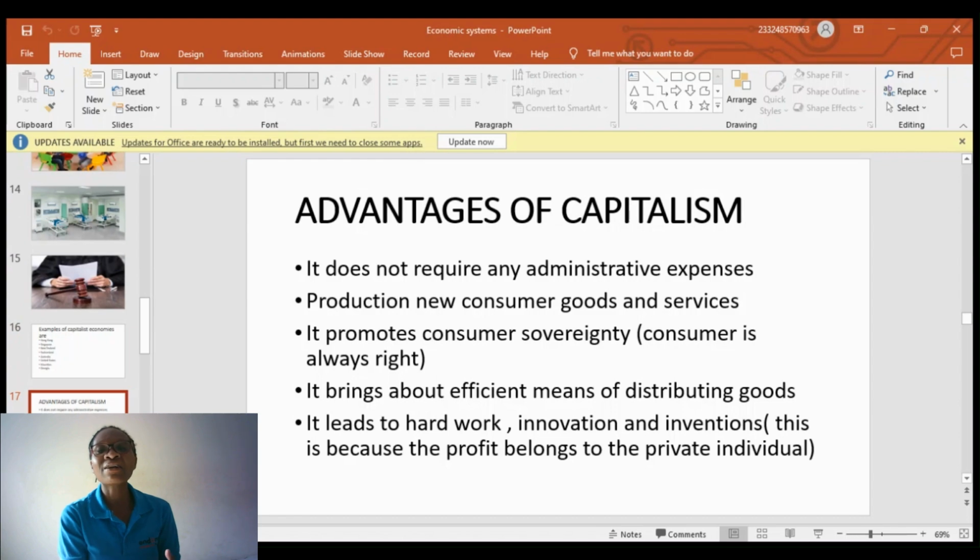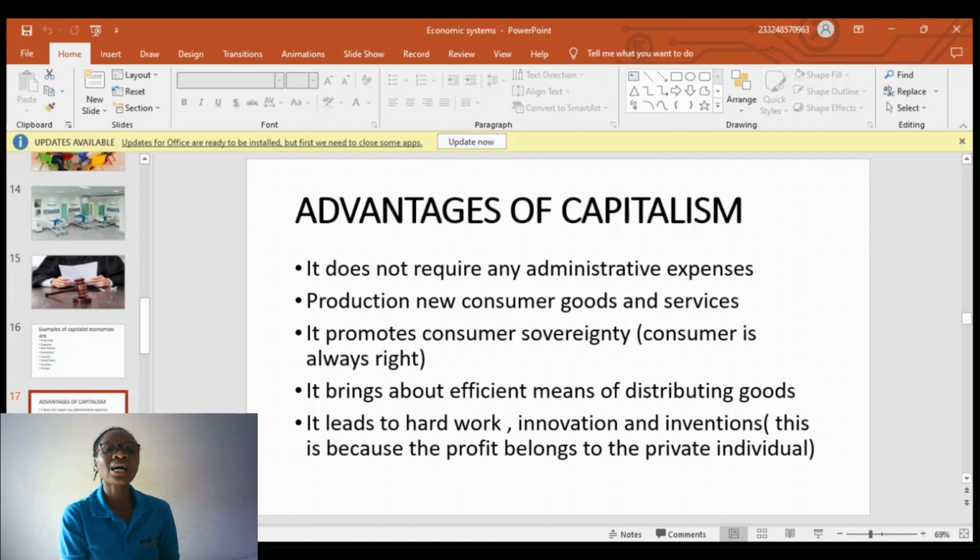Let's see some advantages of capitalism, which is another name for the capitalist economic system. Another name for it is a free market economy, or capitalism. So you want to find out what some of the advantages are. One of the advantages is that it does not require any administrative expenses.